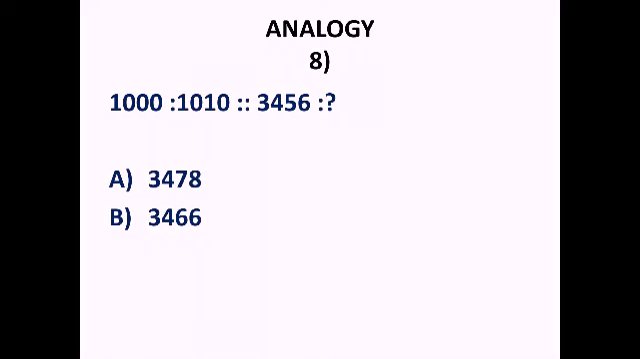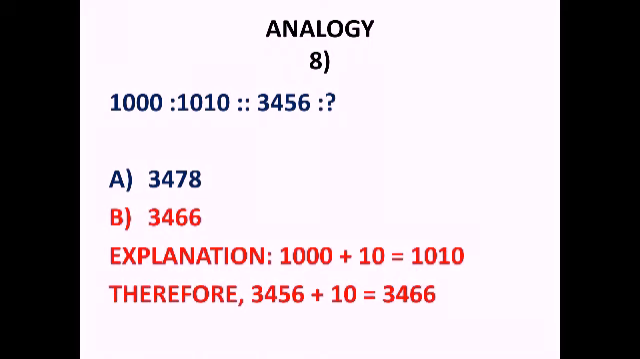So let us look for the solution. Now look here. How can we get 1,010 from 1,000? If we add 10 to 1,000, then only we will get 1,010, right? Are there any other options? No. So now what will be the number when we add 10 to 3,456? That number will come in place of the question mark. So let us add 10 to 3,456. What are we getting? 3,466. So option B, 3,466 is our answer.